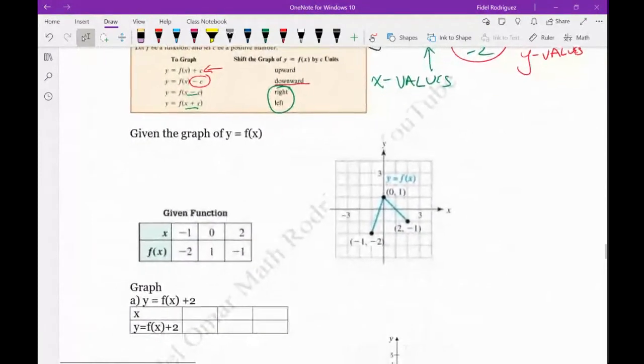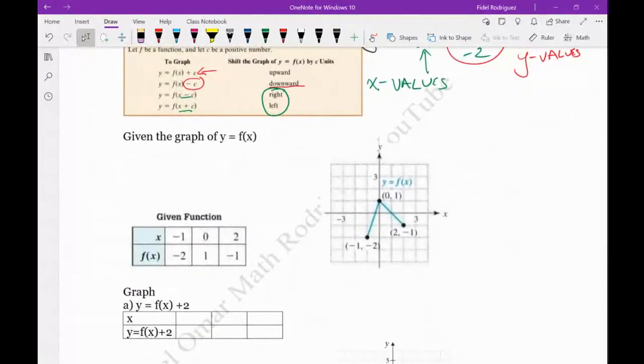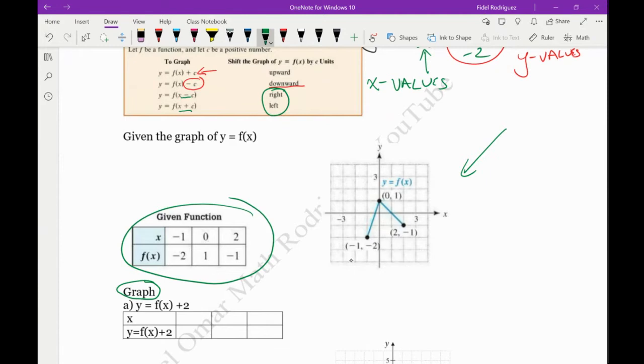It says, given the graph of y equals f of x, so here's my graph, right? We're going to make a table, y'all, for this part, and we're going to graph it as well. So I want you to notice, we already have a table of values here. And all they really did is say, look, this is the point -1, -2. So when x is -1, y is -2. This is the point 0, 1. So when x is 0, y is 1. And this is the point 2, -1. So when x is 2, y is -1.